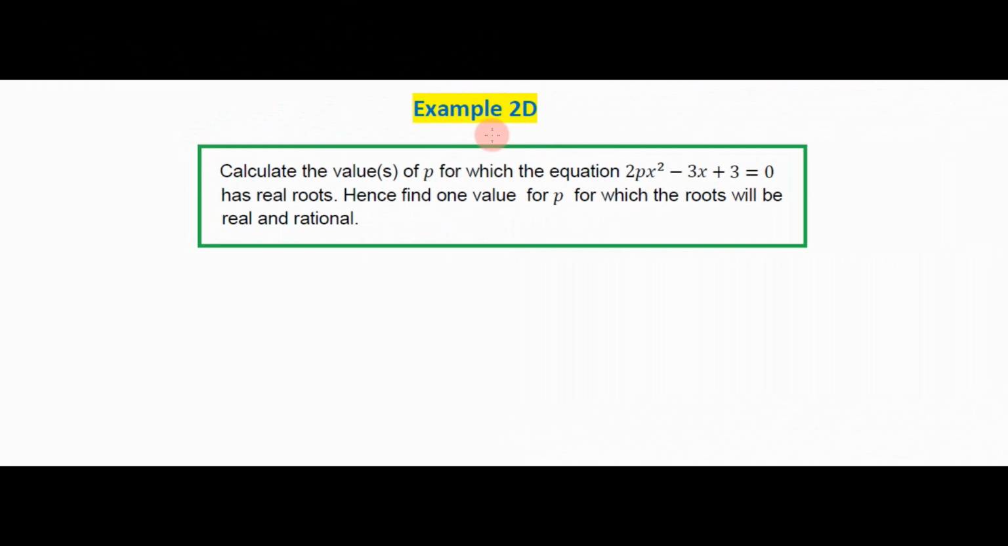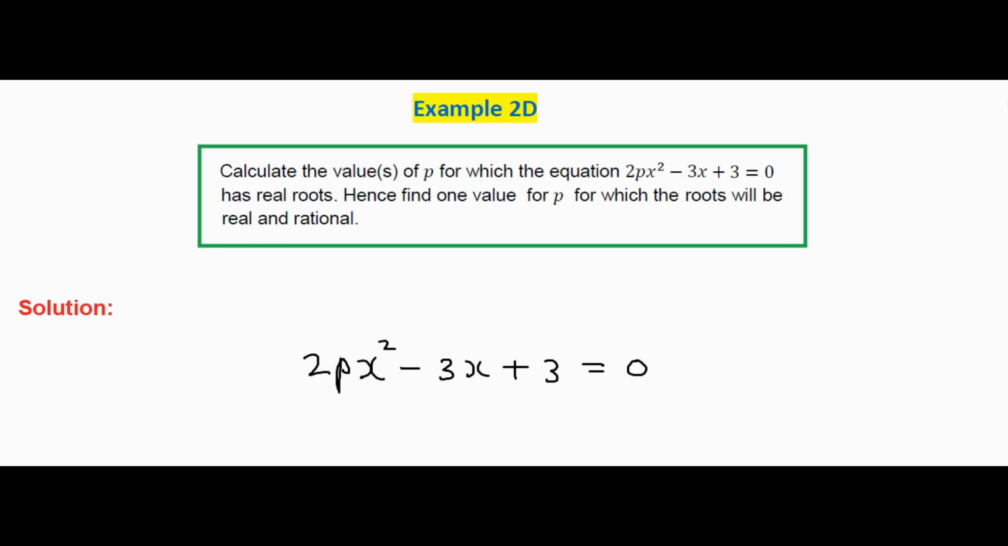This example deals with finding the value of a constant when a quadratic equation has rational roots. It says calculate the values of p for which the equation, so this equation, has real roots. Hence, find one value for p for which the roots will be real and rational. So there are two parts to this question. In the first part, we must find the values of p which will make the roots of this equation real. So let's do that.